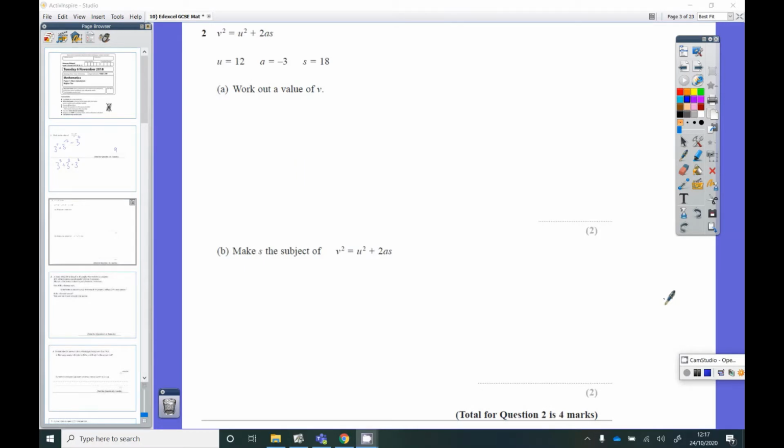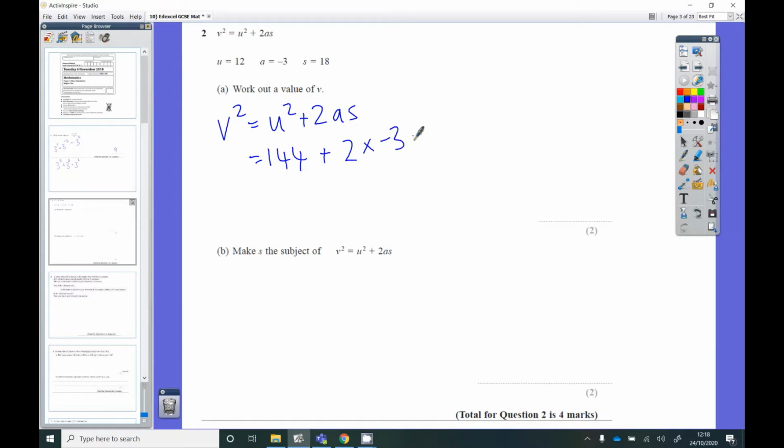Question 2, part A. So we've got to work out the value of v here. v squared equals u squared plus 2as. Okay. So u squared, 12 times 12 is 144. Then we've got to add 2 times minus 3 times 18. Now 2 times minus 3 is minus 6. A positive times a negative is a negative, so it's minus 6. So minus 6 times 18.